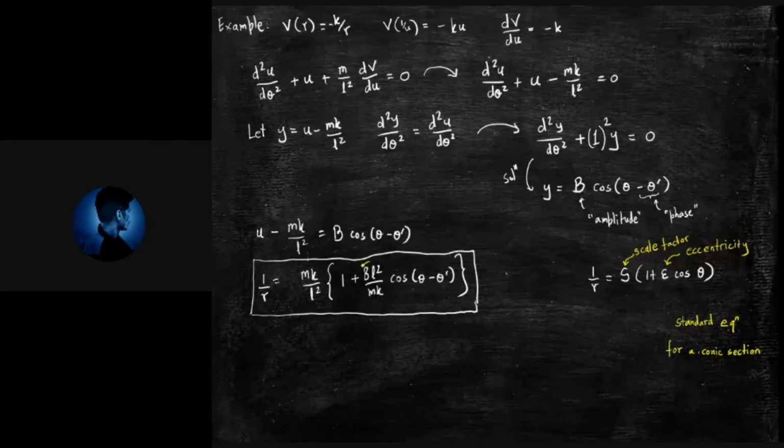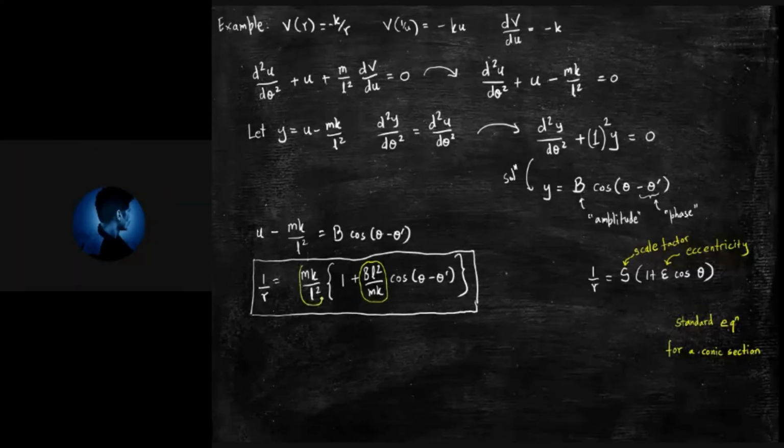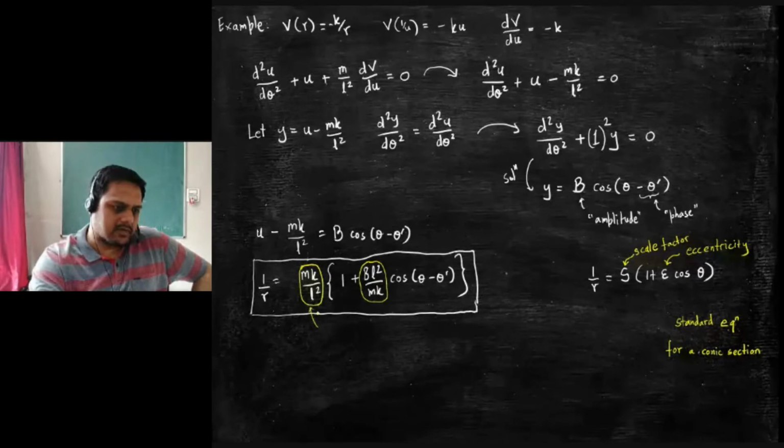The scale factor is mk upon L square. Very good. The eccentricity factor is BL square by mk. Very good. So this is the scale factor, and this is the eccentricity.